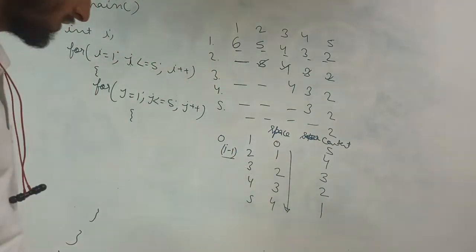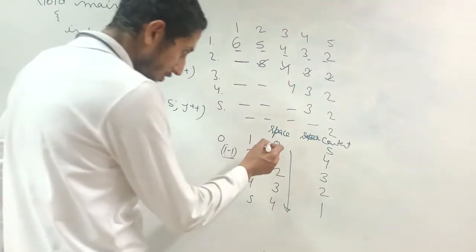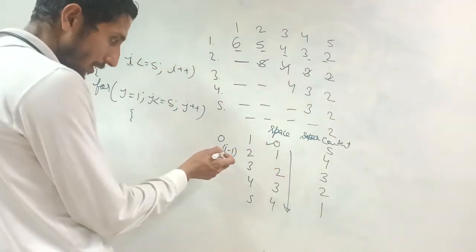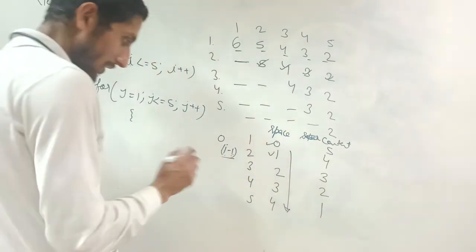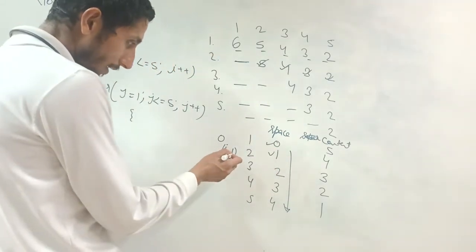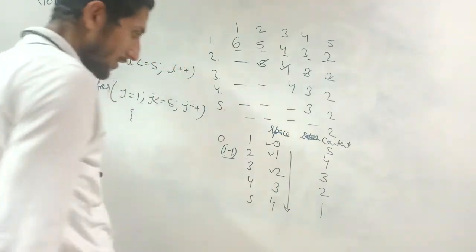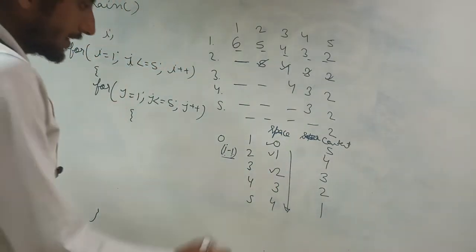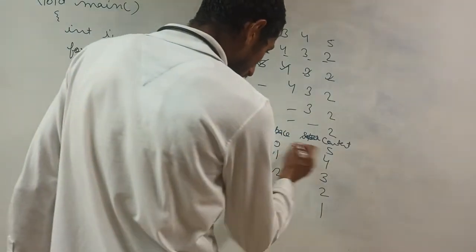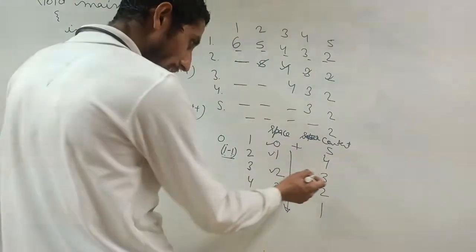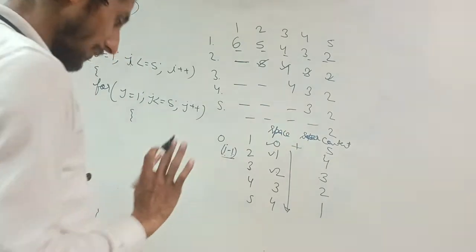In row number 1, 1 minus 1 becomes 0. It means 0 spaces. In row number 2, 2 minus 1 is 1. It means 1 space. In row number 3, 3 minus 1 is 2. It means 2 spaces. It means the loop will iterate 5 times. That is 0 plus 5, 5. 4 plus 1, 5. So every time we have to iterate the loop 5 times.